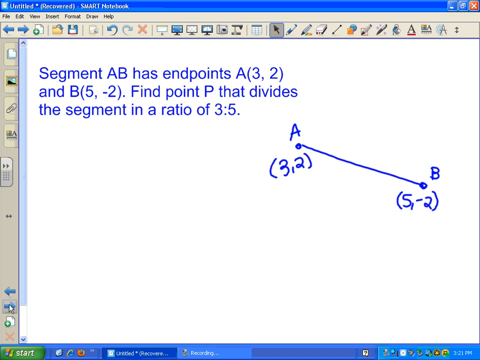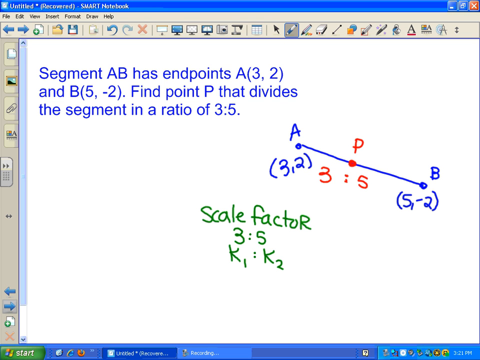My job is to find point P. P is somewhere in between the endpoints A and B, so that it divides the segment into a ratio of 3 to 5. Remember, when we're dividing things proportionally, we have to think about the scale factor. My scale factor is 3 to 5. This 3 represents K sub 1, and this 5 represents K sub 2. So those are my different scale factors. That's why we use the letter K, and we have two of them.